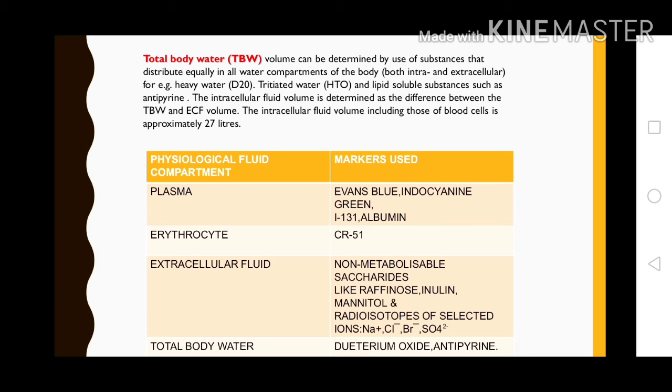For plasma, the markers used are Evans blue, indocyanine green, I-131 albumin, etc. And for erythrocytes, it is Cr-51. For extracellular fluid, the markers used are non-metabolizable saccharides like raffinose, inulin, mannitol, and radioisotopes of selected ions, that is sodium, chlorine, bromine, and sulfate. And for total body water, it is deuterium oxide or antipyrine.